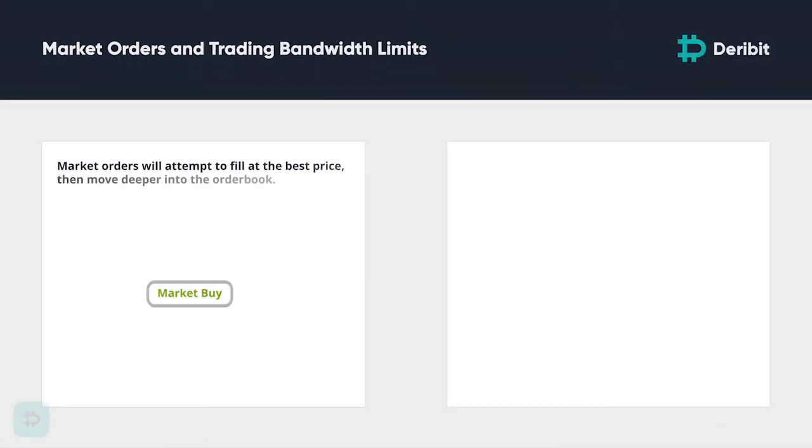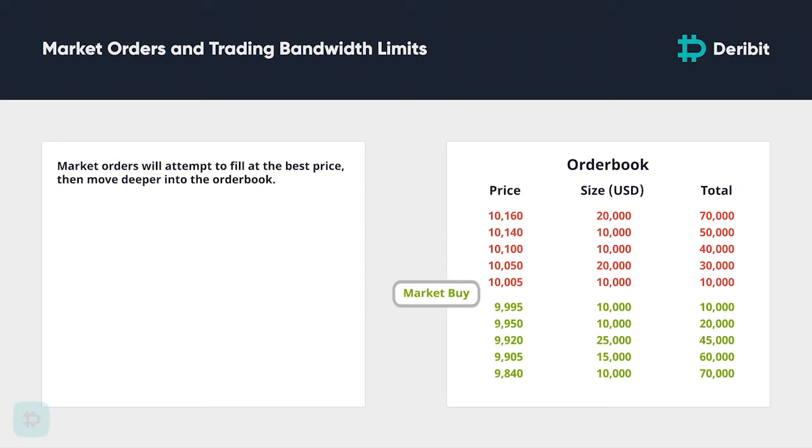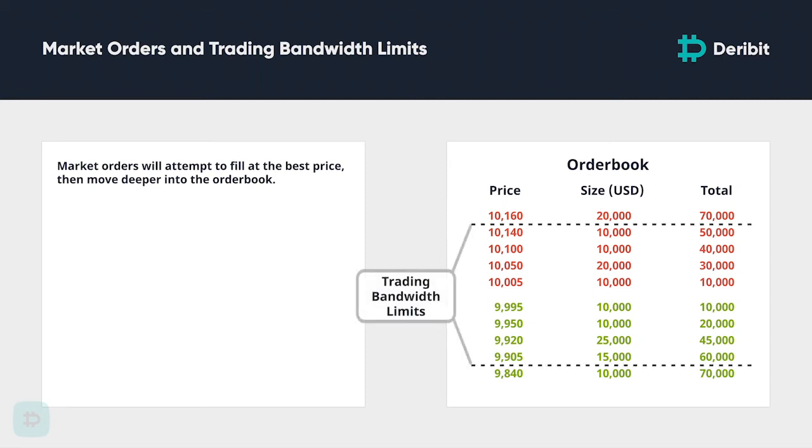Market orders will attempt to fill the order at the best possible price, moving deeper and deeper into the order book until it is completely filled, without consideration about the price it eventually reaches. The primary directive is for the order to be matched. So what happens when a market order that is attempting to fill at any price runs into one of these trading bandwidth limits, which stop orders executing outside of a certain range?